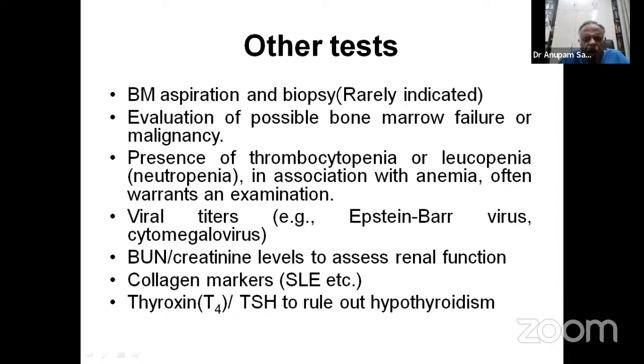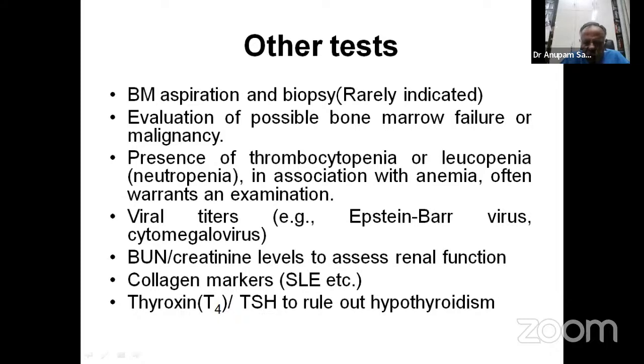Other tests are bone marrow aspiration and a biopsy, although they are rarely indicated, but if you have a defect in production, a failure of the marrow or decreased production of the cells, then you may have to do it. And it is always prudent to do a biopsy when you are suspecting a aplastic or hypoplastic anemia along with the aspirate, because the actual cellularity estimate is only from a bone biopsy. A presence of thrombocytopenia, leukopenia is also an important area in which you may do a biopsy when you have anemia. Viral titers in the form of increased EB virus, cytomegalovirus, etc., can be done.